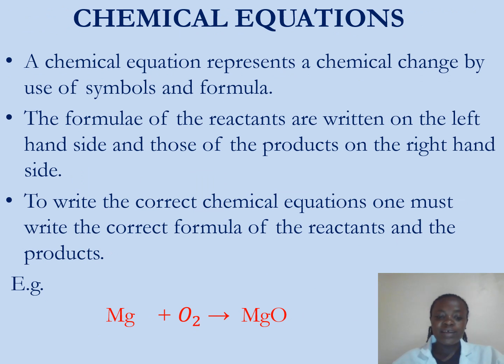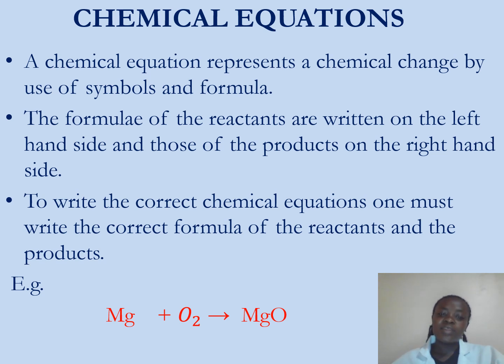Okay, now let us look at chemical equations. What is a chemical equation? A chemical equation represents a chemical change by use of symbols and formulas. So the formulae of the reactants are written on the left-hand side. Those are the reactants, and those of the products are written on the right-hand side. So we first start by writing the reactants, and then there's an arrow. On the right side, we write the products.